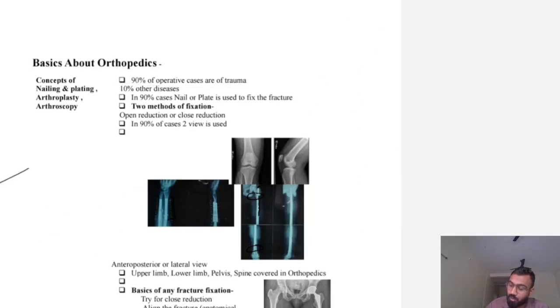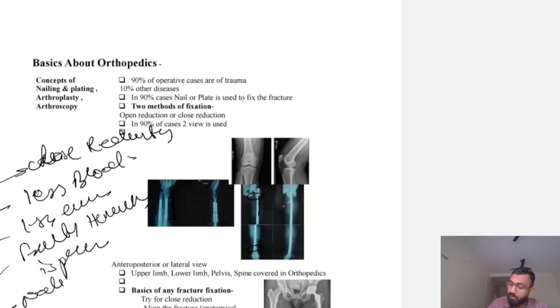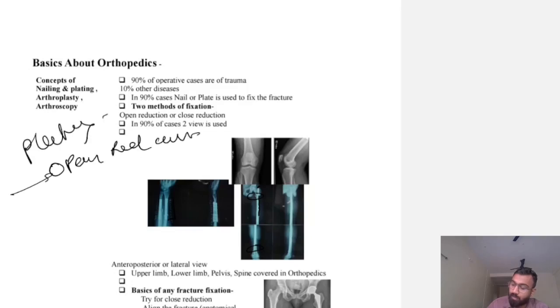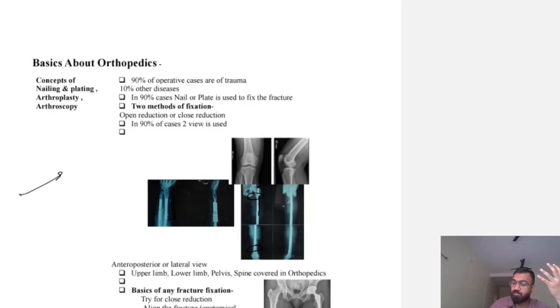Okay, so closed reduction: less blood loss, less incision, fracture hematoma is preserved. Okay, nailing, first we will try closed reduction, then open reduction. Now let's talk about open reduction and plating. So in plating there is always open reduction. We will apply a plate over the bone and multiple screws. There are only two methods of fixation: open reduction or closed reduction. And mostly we use implants in 90% of cases, nailing or plating.